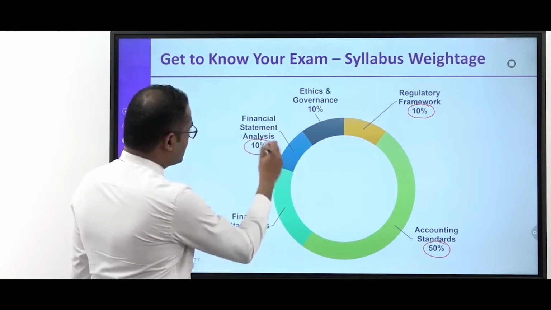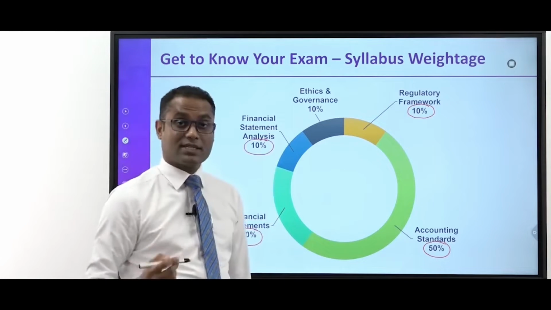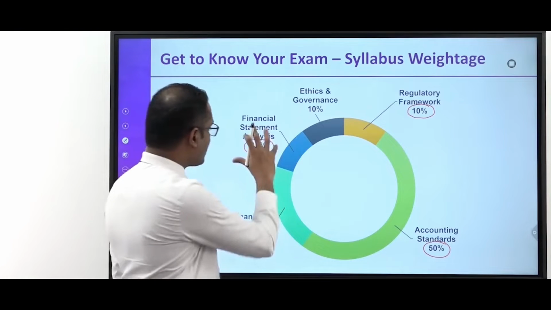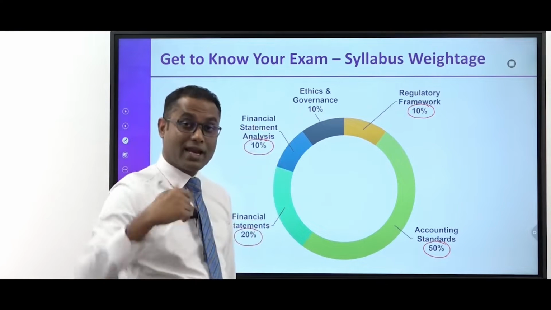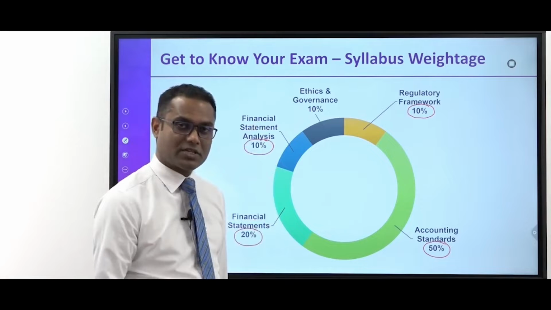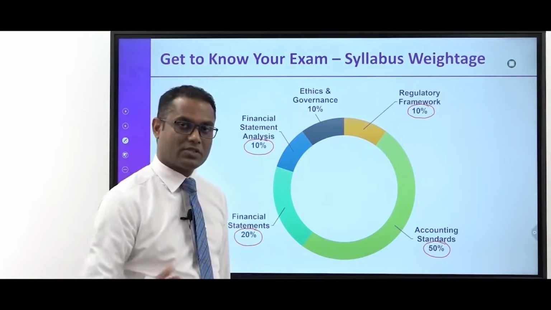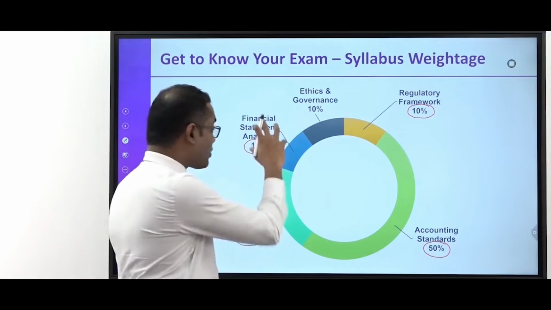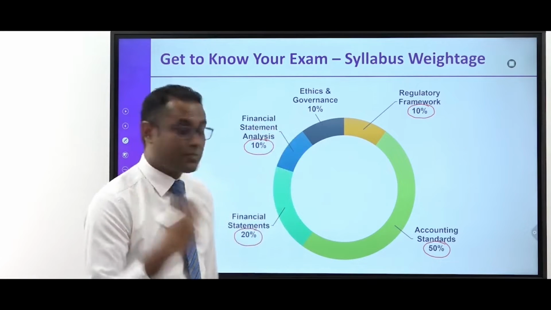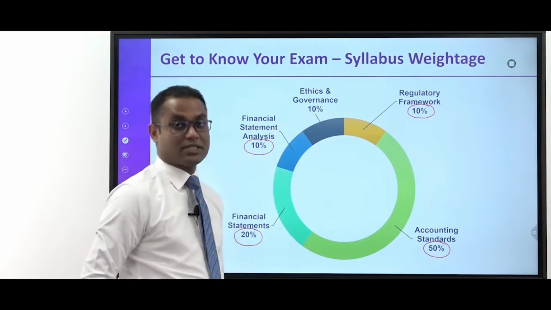Then 10% is from financial statements analysis. Here we are discussing the calculation and interpretation of ratios. Different ratios like profitability ratios, liquidity ratios, gearing ratios, how to calculate and how to interpret them, which makes up 10% of the syllabus.